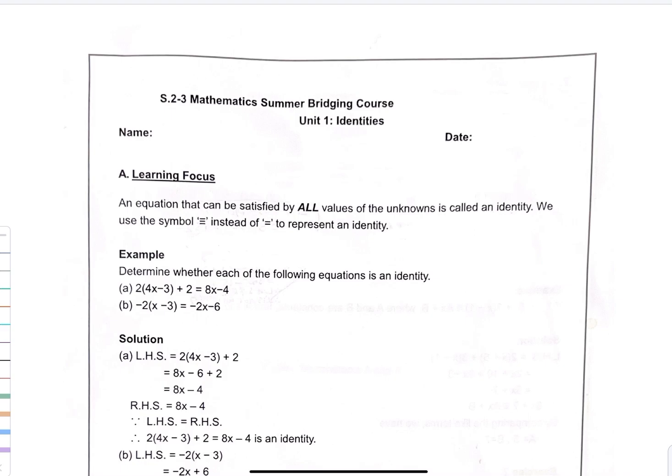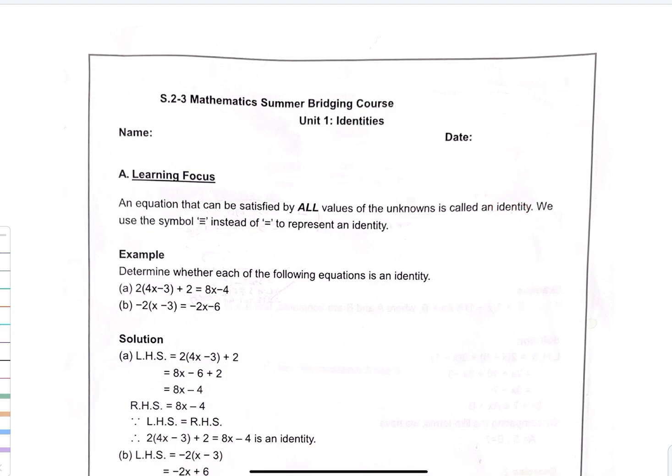And so we have two learning focuses. The first one is to see whether something is an identity or not. And the second one is actually using the identities that you might have learned before, the perfect squares ones, those kinds, and then trying to do the expansion, factorization, and all those stuff. So what is identity, first of all?